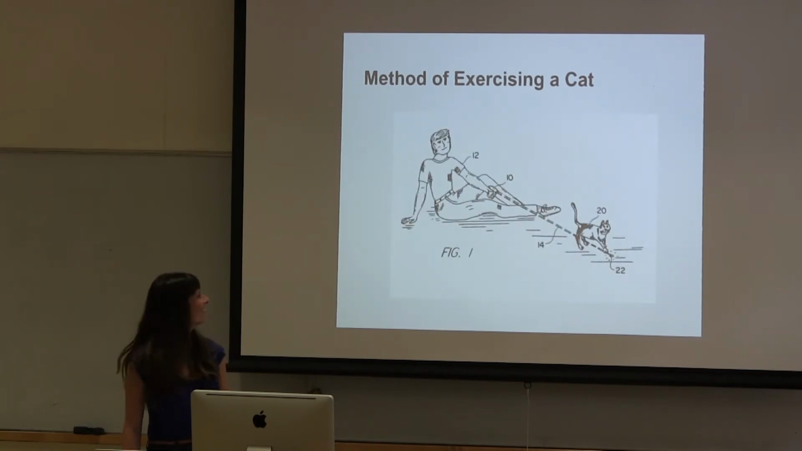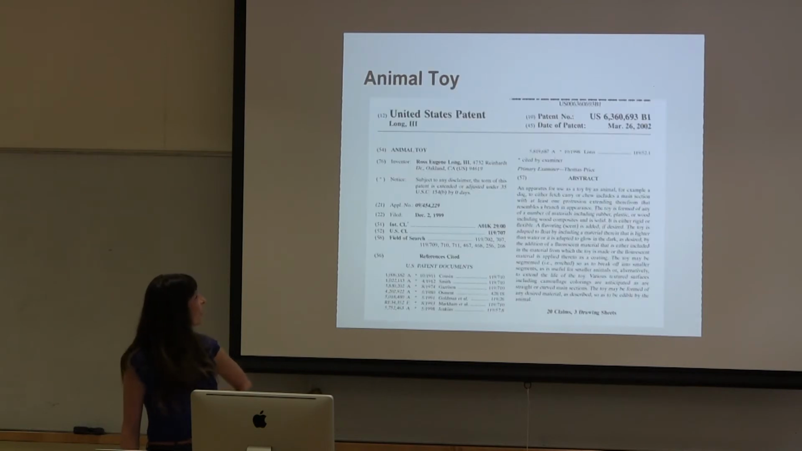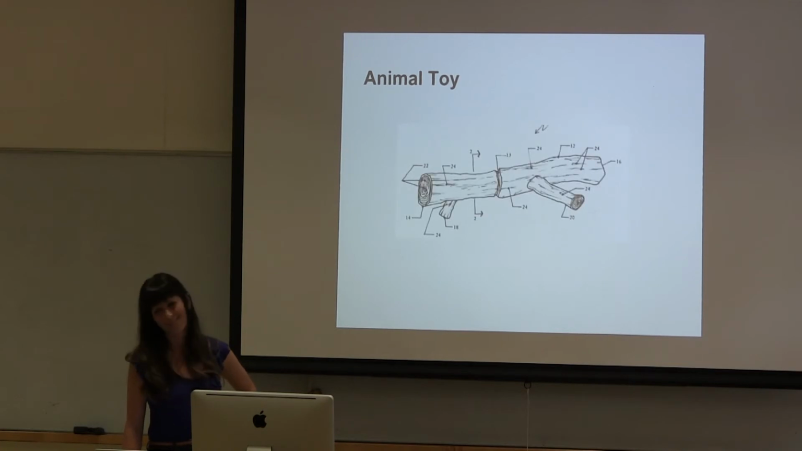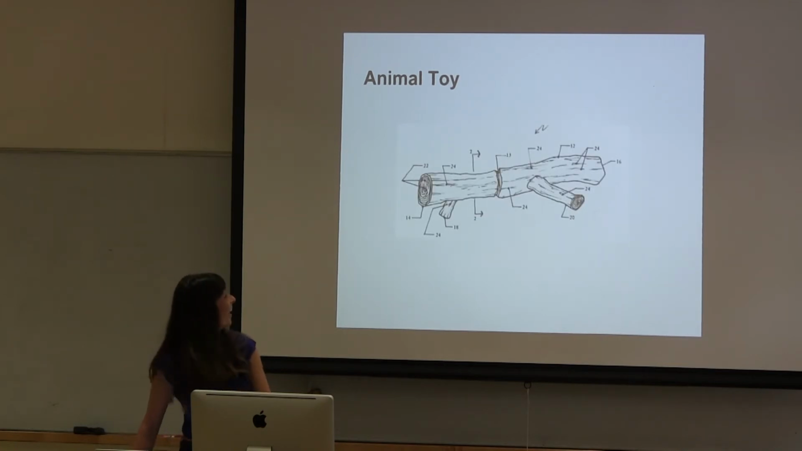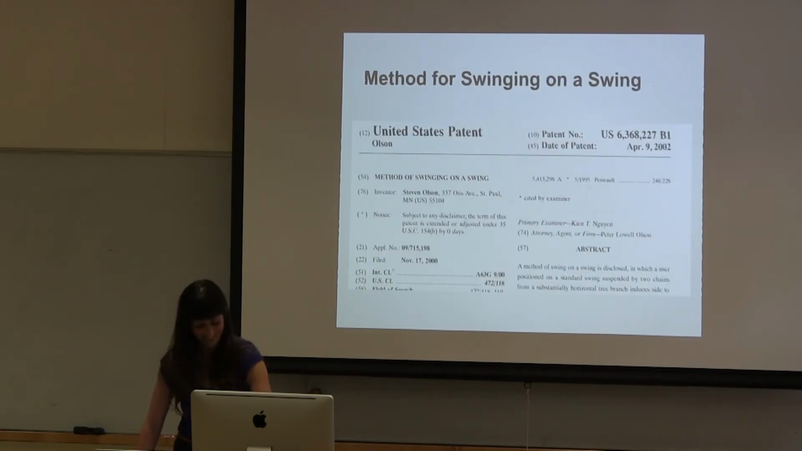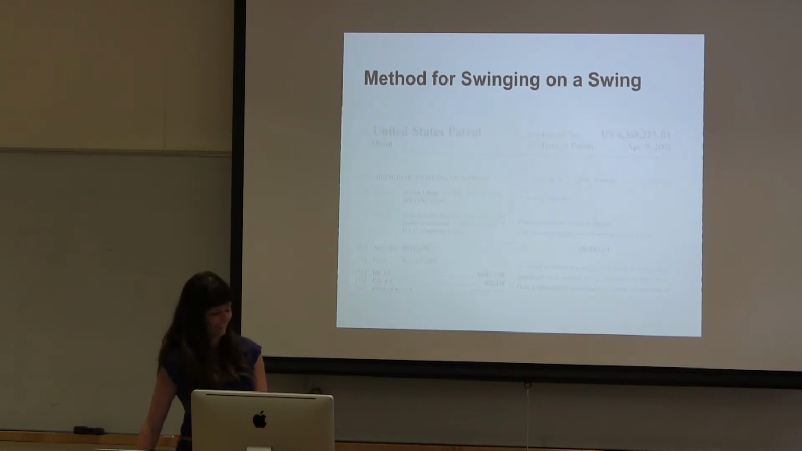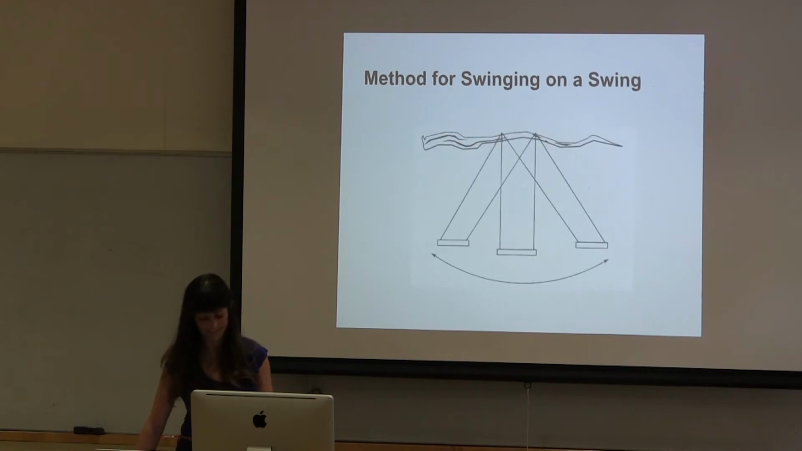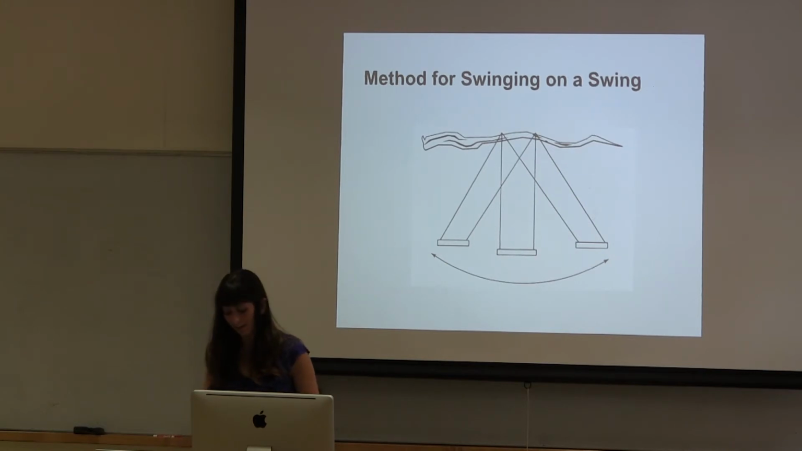There we go. Another one, animal toy. Piece of wood. Awesome. Method for swinging on a swing. We all knew that was going to happen, right? Are these illustrations from the patents? Yes, these are the patents. There's actually a blog of patent illustrations.